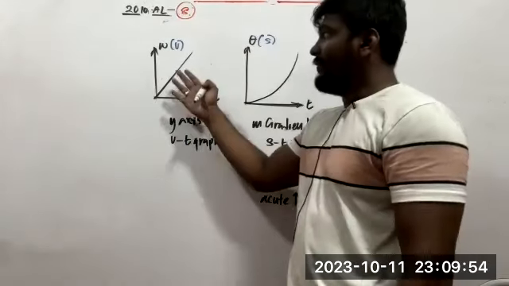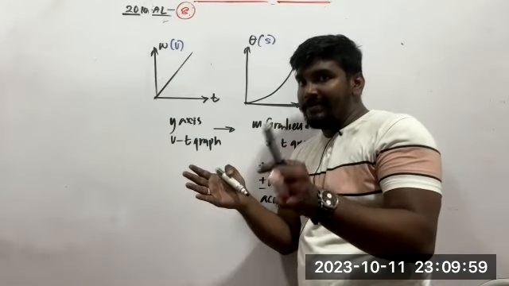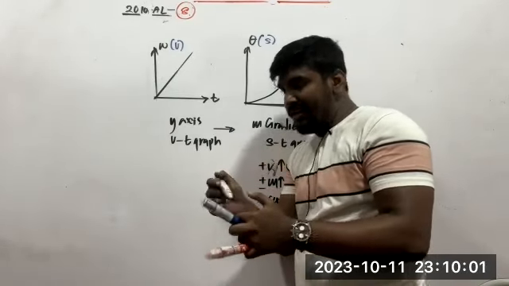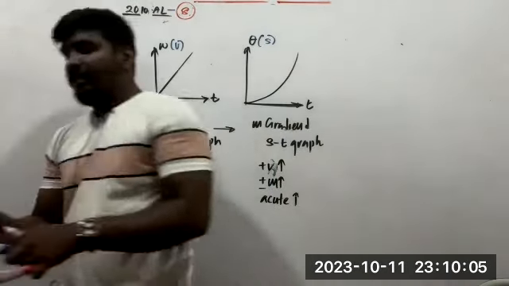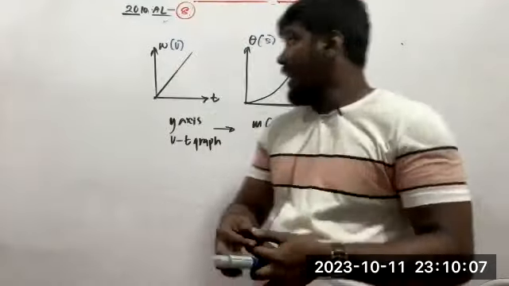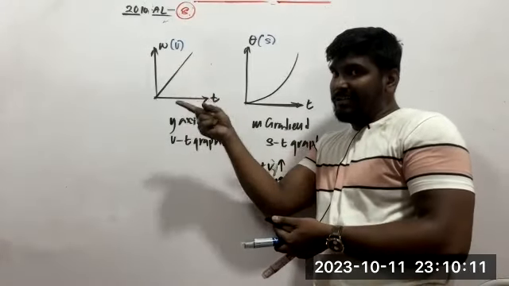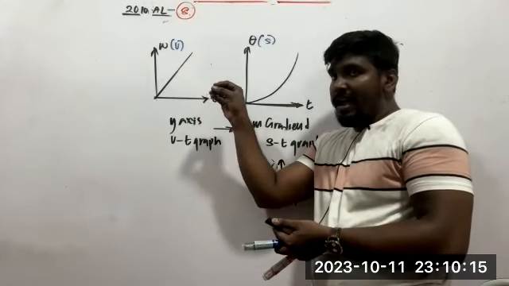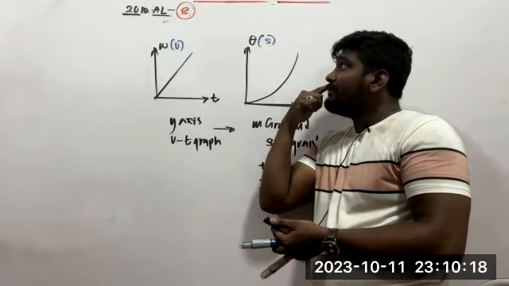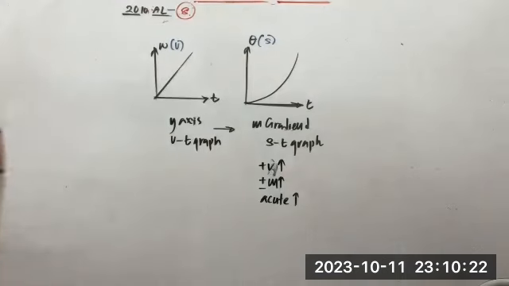Then the important things: in a Vt graph, the gradient represents acceleration, and the area under the Vt graph represents displacement. So for angular velocity, in an angular velocity time graph the gradient represents angular acceleration, and the area under the graph represents angular displacement. Right? So that's discussed.